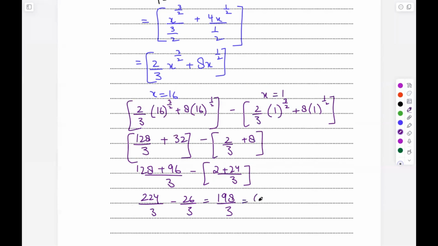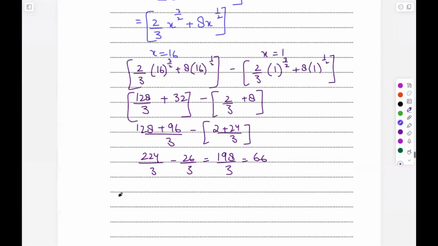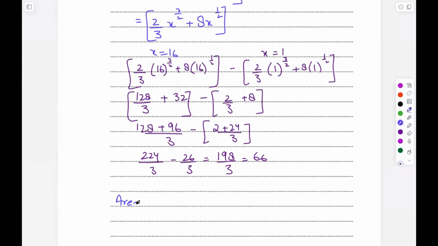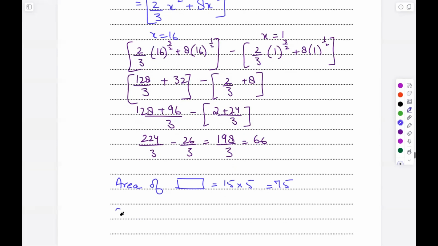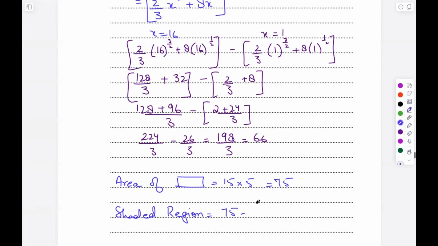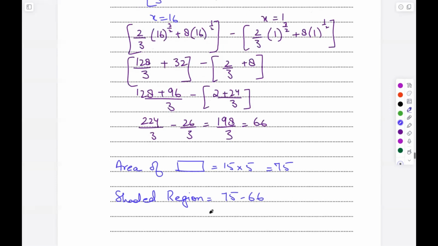So once we have the area under the curve, which is 66, and the area of the rectangle was 15 times 5, which was equal to 75. So the area of the shaded region will be the area of the rectangle, which is 75, minus the area under the curve, which is 66. So the final answer for the area of the shaded region will be 9.